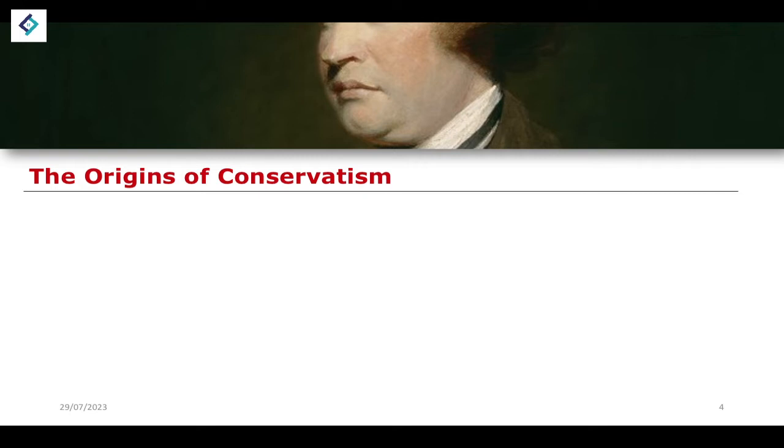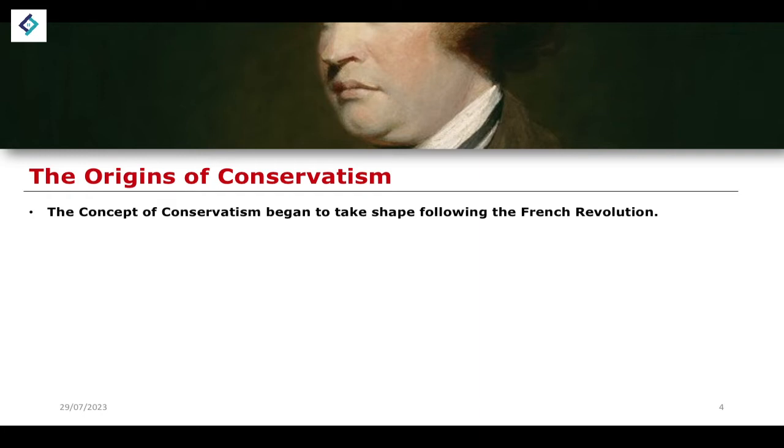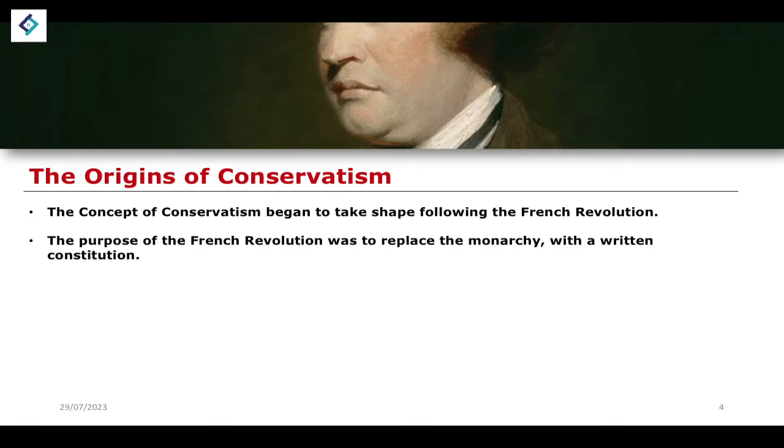This ties into the origins of conservatism, because the concept of conservatism began to take shape following specifically the French Revolution, although some will argue, and we will talk about some philosophers who influenced conservatism earlier than the French Revolution. We'll talk about Thomas Hobbes in a minute. But ultimately, the purpose of the French Revolution was the replacing of the monarchy with a written constitution, at least to an extent, at least at the beginning, but we then get quite a significant terror that begins to take shape within France during this period as well.